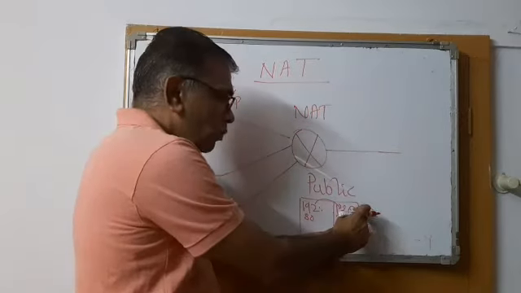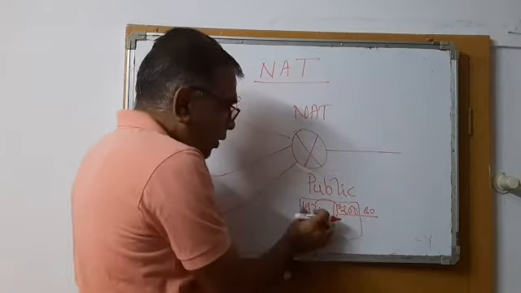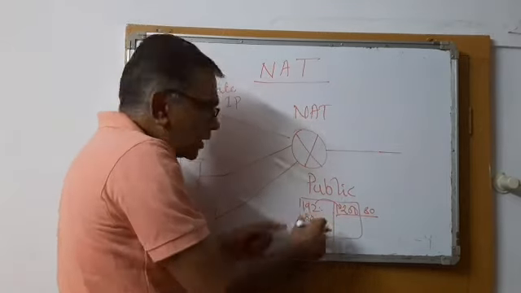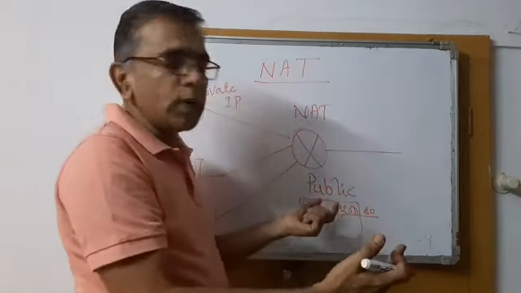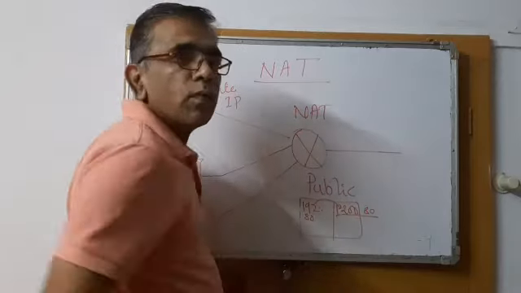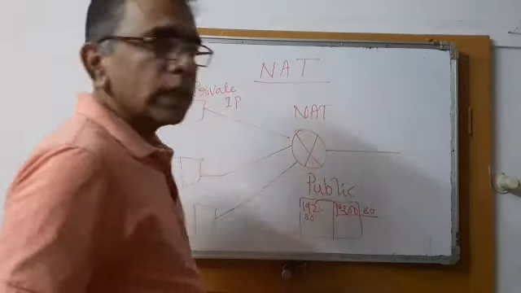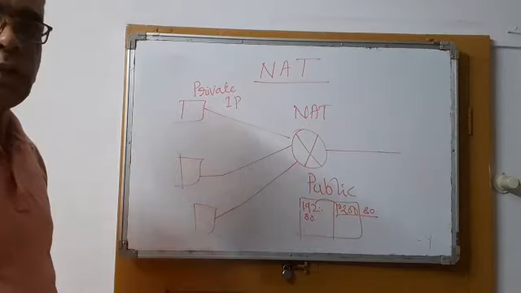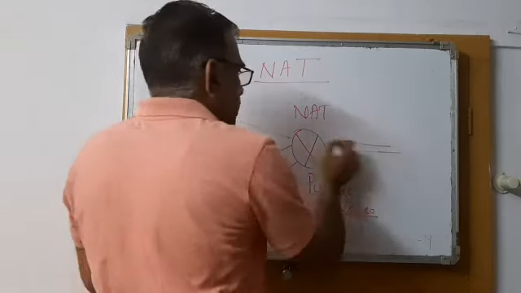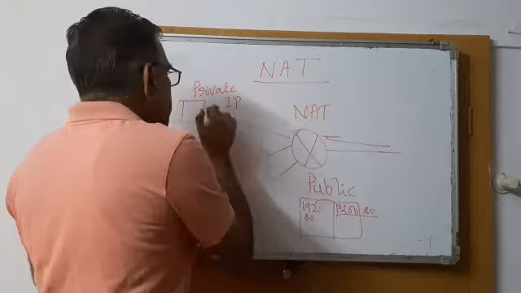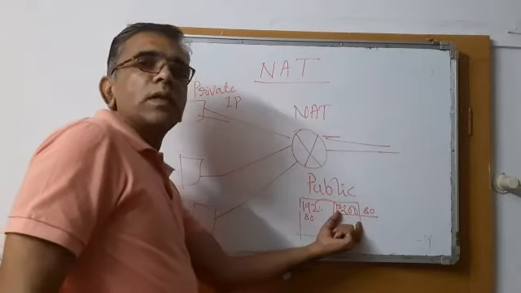That combination of port number and public IP is going to identify a specific machine. Like this, they will create some kind of lookup table. With the help of that lookup table, they perform communication with the outside world. Whenever a packet comes from the outside world, it is going to be routed to a specific machine with the help of this address.